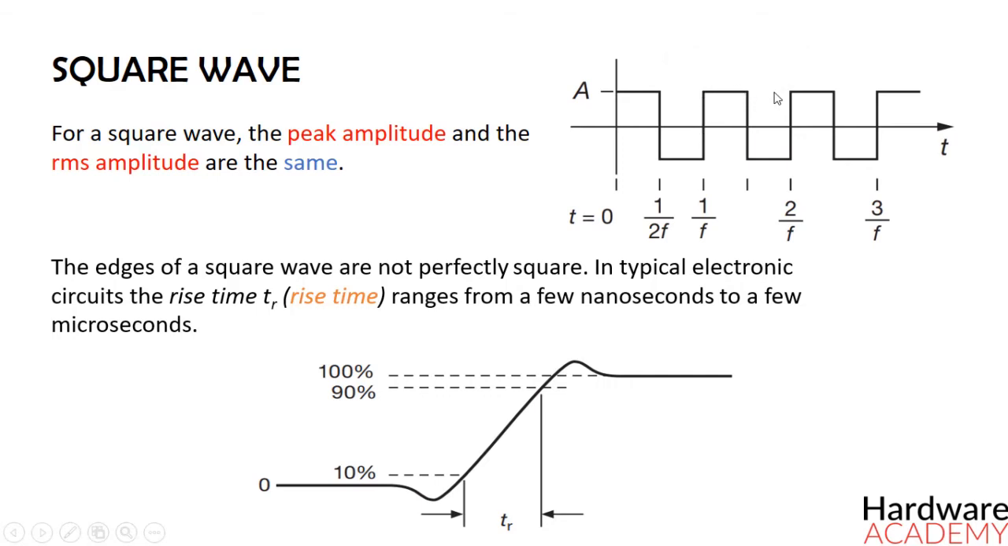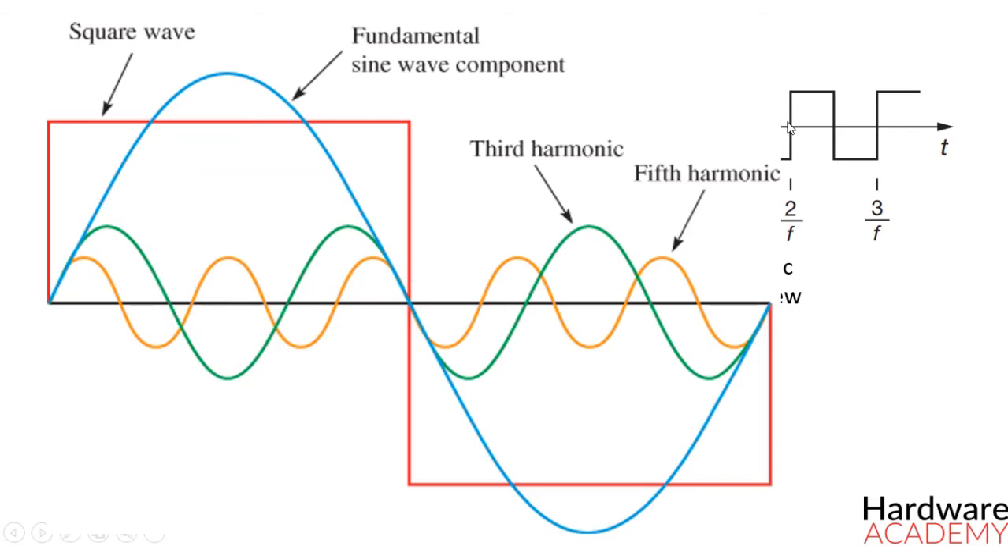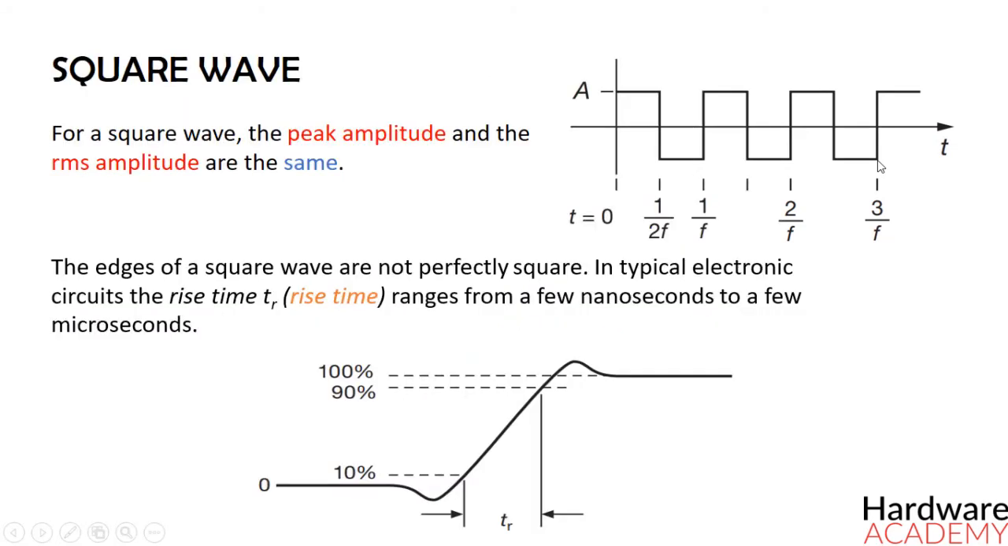Now this might sound disappointing, but the edges of a square wave are not perfectly square. In typical electronic circuits, the rise time ranges from a few nanoseconds to a few microseconds, and this rise time is conventionally defined as the time required for a signal to go from 10% to 90% of its total transition. And the reason the square wave is not actually a perfect square wave is that if you look at the frequency domain graph for the square wave, you will see that it contains a wide range of harmonics. This might sound strange to you, but when we learn about Fourier series, you will understand that a square wave is basically composed of sine and cosine waves.